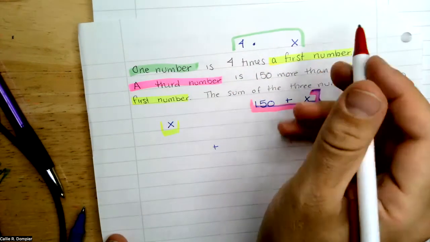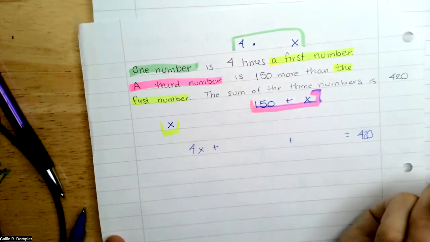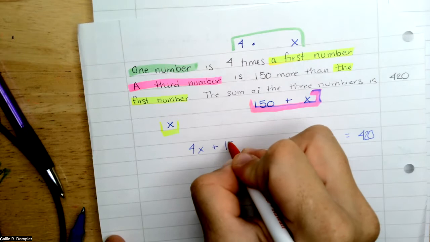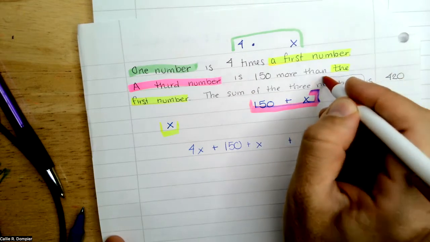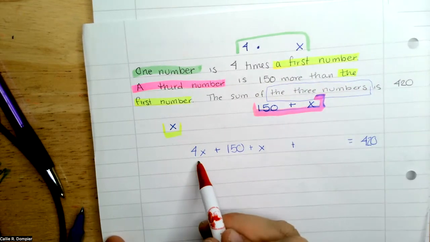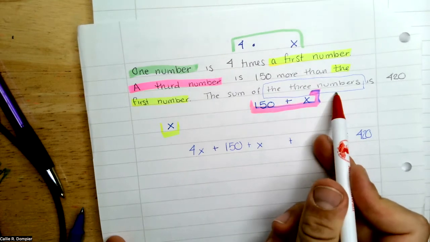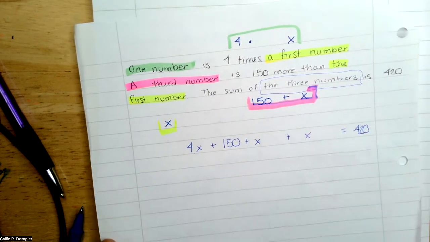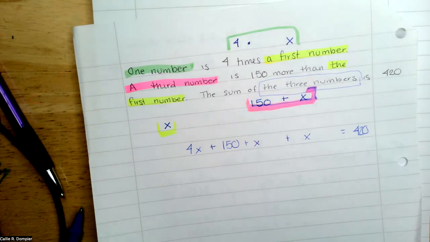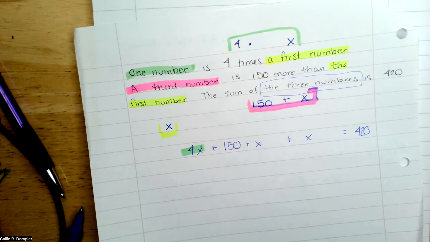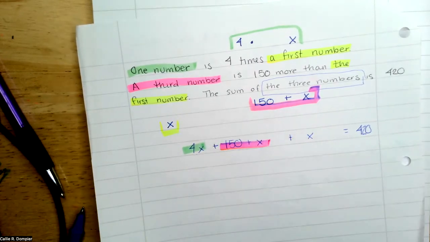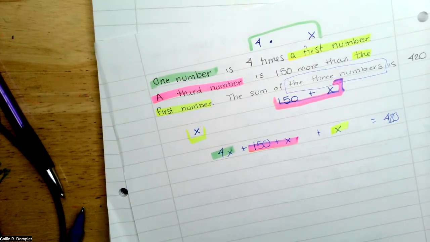Good. One number is 4 times a first number. A third number is 150 more than the first number. The sum of the three numbers, right? I only have two right here. I have the 4x and the 150 plus x, but there were three. So I'm going to bring that original first number in. One number is 4 times a first number. A third number is 150 more than the first number. And we include the first number because there are three numbers. Good.